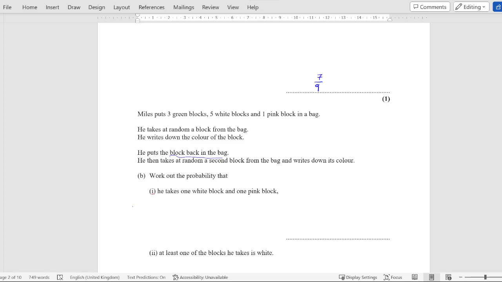So probability of picking, we'll do it as 2 separate ones, white then pink. We want the probability of picking white then pink plus the probability of picking pink then white. So the probability of picking a white then a pink would be 5 out of 9 times by 1 out of 9. And the probability of picking a pink then a white would have been 1 out of 9 times by 5 out of 9. So in effect, that's going to be 5 out of 81 plus 5 out of 81, which is going to give us 10 out of 81.